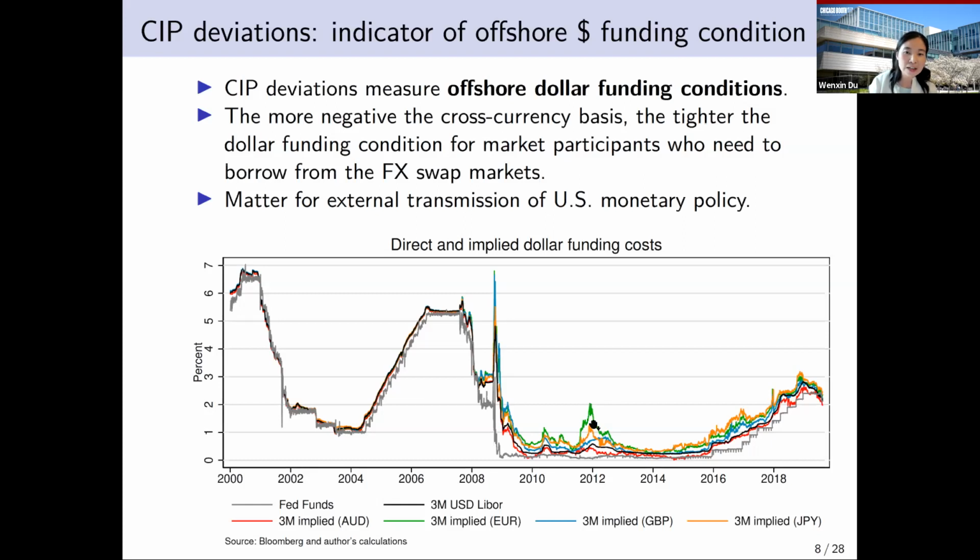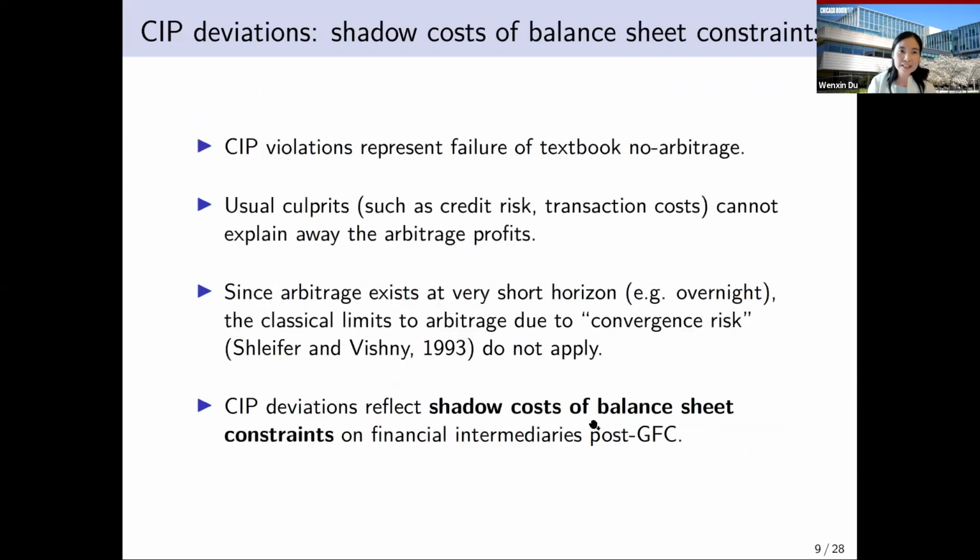Okay. So that's a good motivation. The second thing you want to care about is the CIP deviation as a proxy of the shadow cost on the balance sheet constraint, right? Already motivated is the textbook no arbitrage, and I will give you some concrete example. The usual culprits such as credit risk and transaction costs cannot explain away this arbitrage.